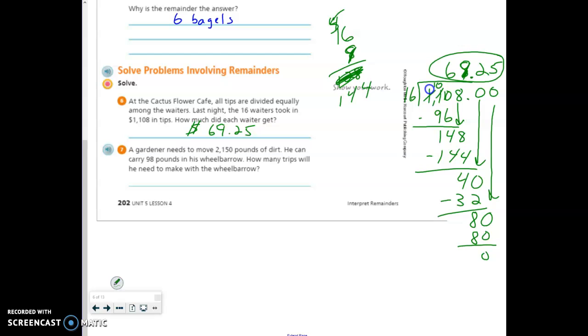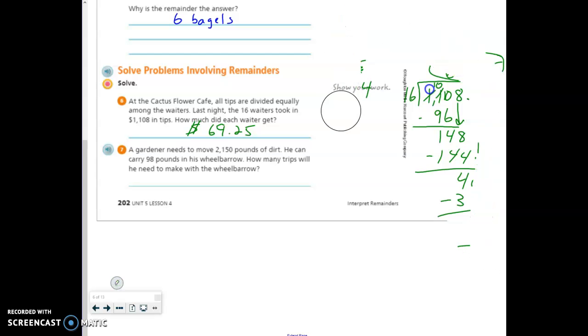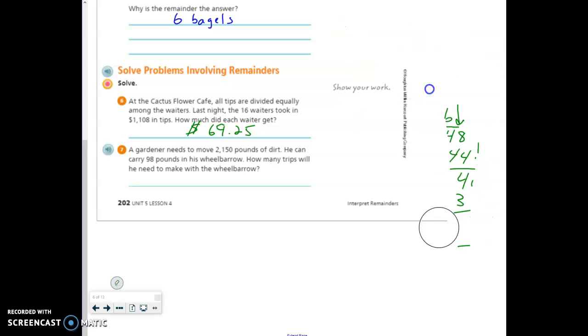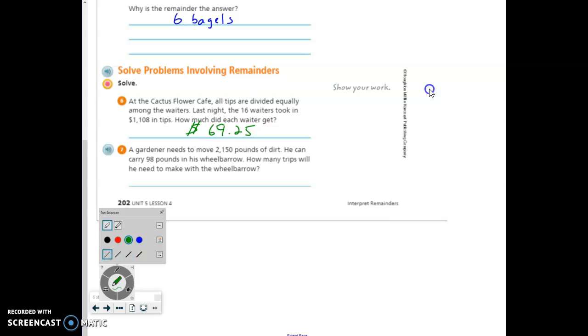Second one. Again, I know these are longer questions, guys. I wish there was a way I could tell you how to do this a little quicker, but it is what it is. So now let's look at problem number 2, or problem number 7, I guess, on the board here. It says a gardener needs to move 2,150 pounds of dirt. He can carry 98 pounds in his wheelbarrow. How many trips will he need to make with the wheelbarrow?